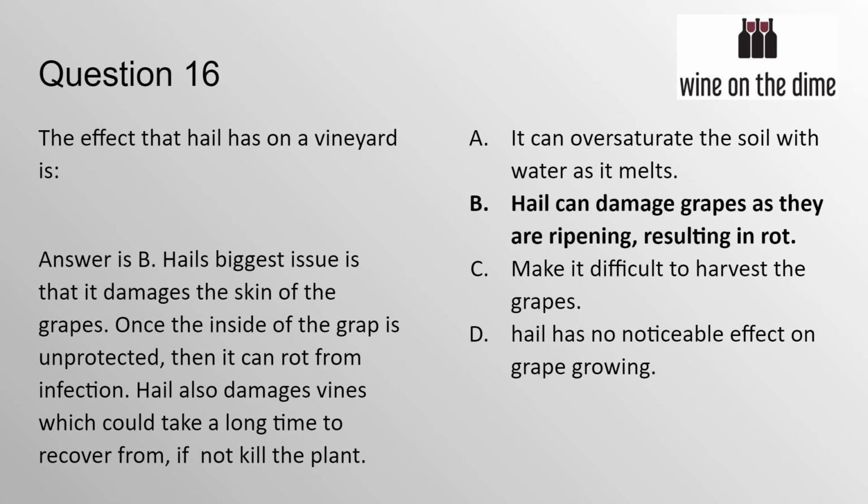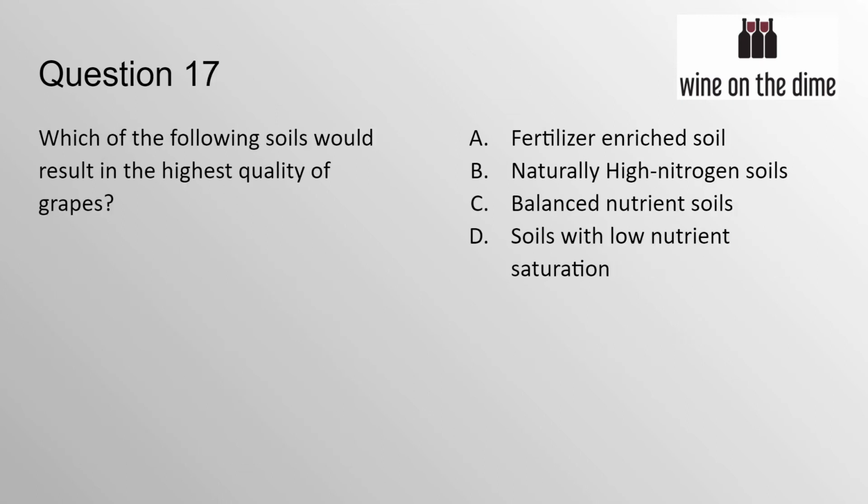Actually, y'all know I'm in Texas. The Texas Hill Country AVA actually has really hard times with late spring freezes and hail. It's not uncommon for hail to just kind of blast grapevines, especially during the bud break. And if it happens during that time, oh man, you're looking at least a couple seasons before you're going to get anything out of those vines. So hail is a major problem in a lot of areas. Question 17. Which of the following soils would result in the highest quality of grapes?